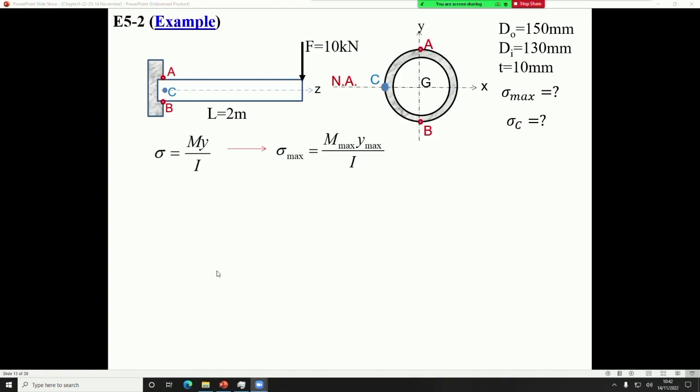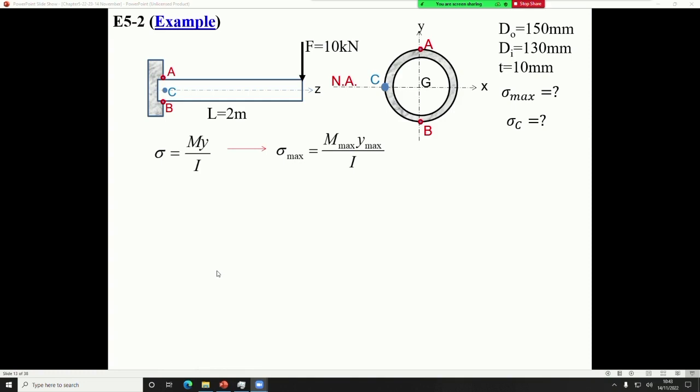Now the problem is asking us to find stresses at points A and B and C near the clamp support. What is the coordinate of A equal to? In the XY coordinate system, which is attached to the cross section, what is the coordinate of A equal to? Is that 75? That's correct, absolutely.